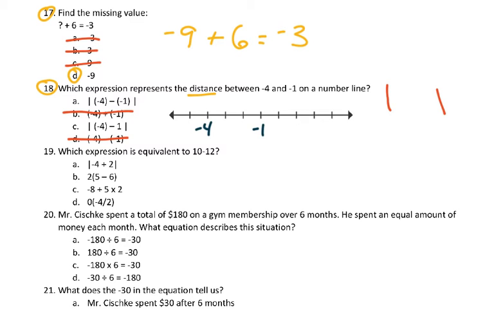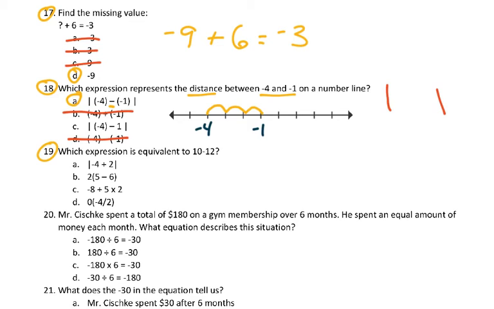So on a number line, I can see that 1, 2, 3. They're 3 apart. If I look over here, that's the difference between negative 4 and negative 1. The difference between them is 3. So difference means subtract. So it has to be A. C says the difference between negative 4 and positive 1. So that one doesn't make sense with negative 4 and negative 1. So it has to be A.